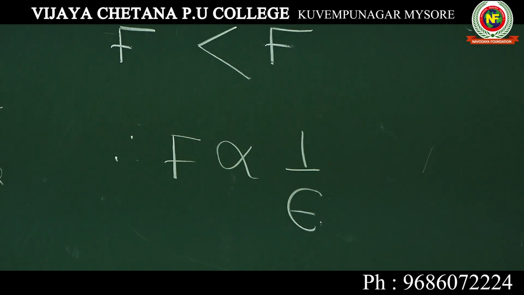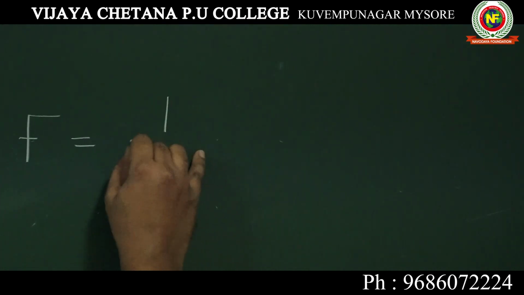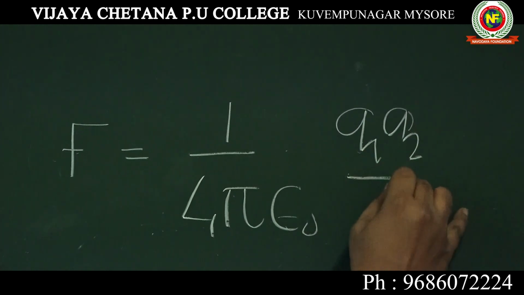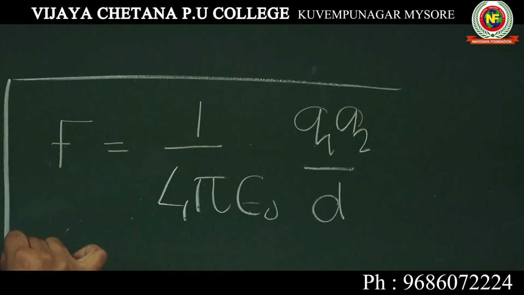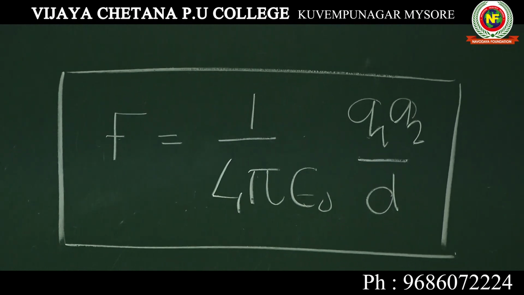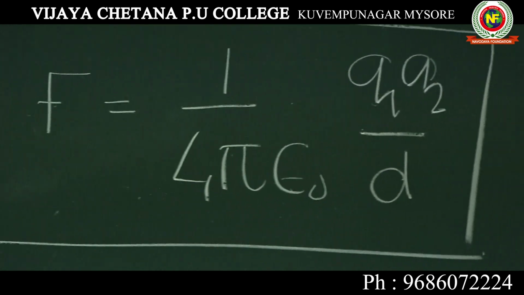Now, vacuum has the maximum force, which means vacuum has the smallest permittivity. So the permittivity is very small in the case of vacuum. You must remember. Therefore, ultimately, the mathematical form of Coulomb's law is this: F is equal to 1 by 4 pi epsilon naught Q1 Q2 by d square. The simplest mathematical form for the magnitude of the force is F is equal to 1 by 4 pi epsilon naught Q1 Q2 by d square.